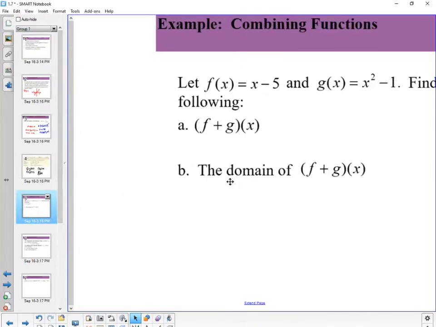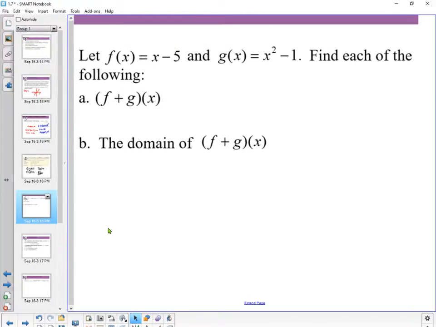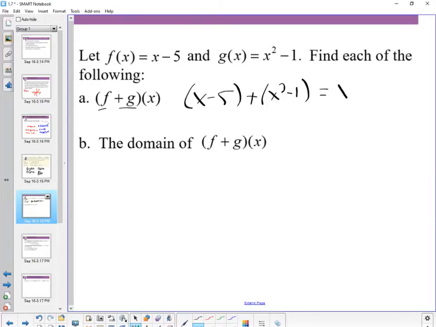All right, let's operate on these functions. I want to take f and add g to that. So I'm going to go x minus 5, and I'm going to add to that x squared minus 1. Therefore, f plus g will end up being x squared plus x minus 6.